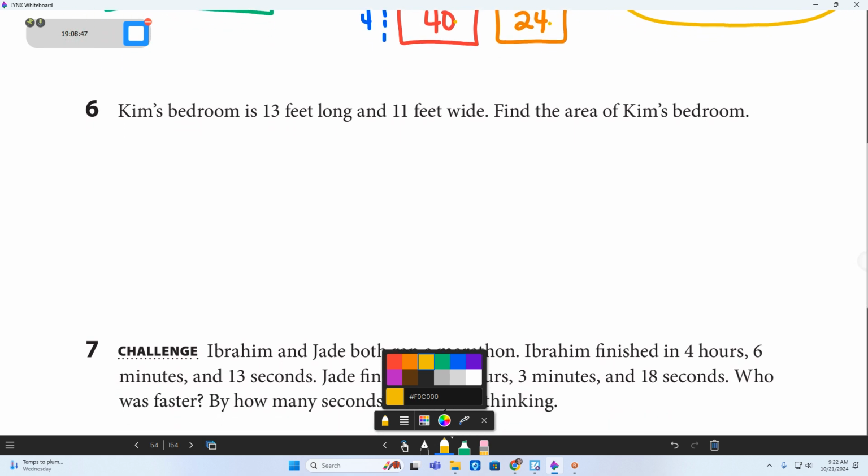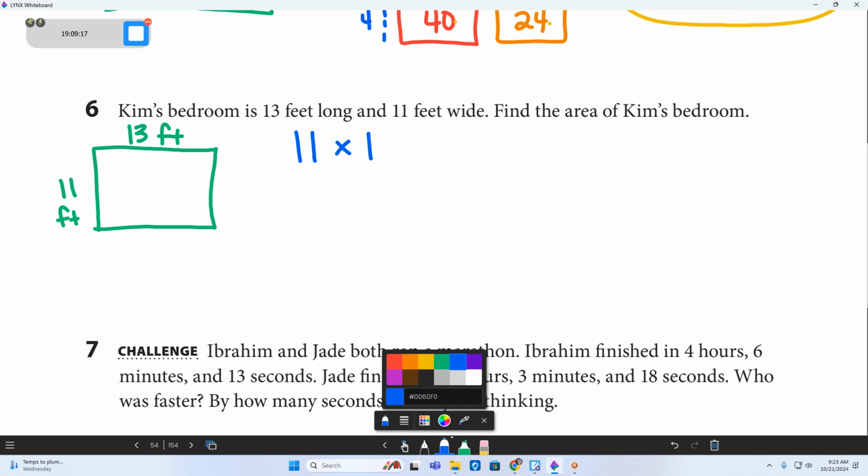All right, number 6. Kim's bedroom is 13 feet long and 11 feet wide. Find the area. Okay, so 11, I always like to put the smaller on the side by 13. Okay, 11 feet by 13 feet. Now, you could do an area model, but I'm going to do this one a little bit different on purpose, just to remind you of all the different ways you can multiply. So instead of 11 times 13, I'm going to do break apart, and I'm going to break apart 11 into a 10 and a 1, because 10 is super easy and 1 is super easy.